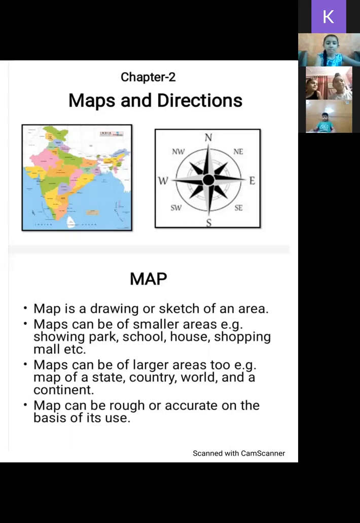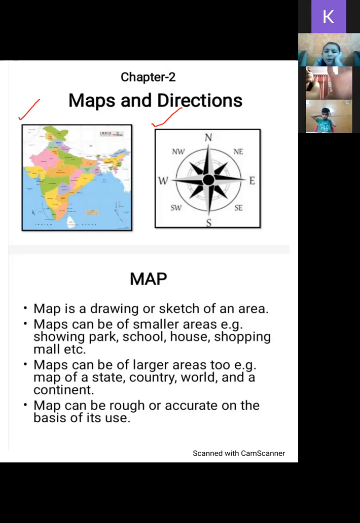So children, the first sheet you can see to the left, there is a map of your own country, India, and you can see that different colors are used to show the different states. At present, we have 28 states, and for this map, you can see different colors are used to highlight the location of each state. To the right, children, I'm tick marking with red, is the compass rose.